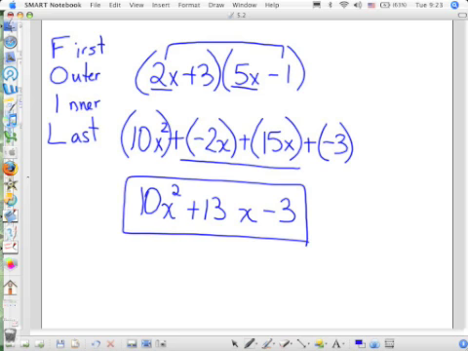When you are multiplying 2 binomials together, your answer should be a trinomial. Okay, now what am I talking about when I say a binomial? It's got 2 terms in it. So therefore, a trinomial has 3 terms in it.